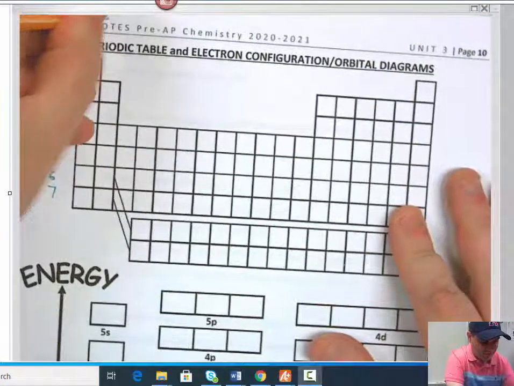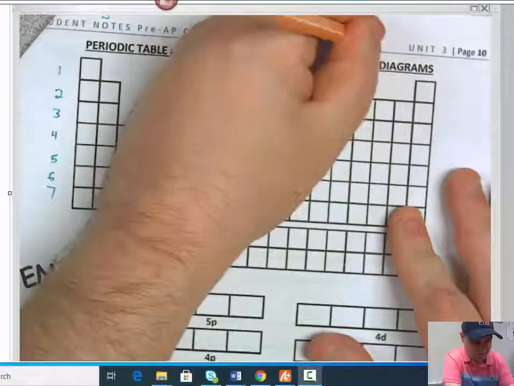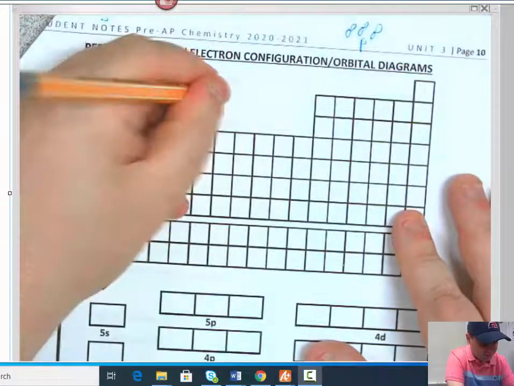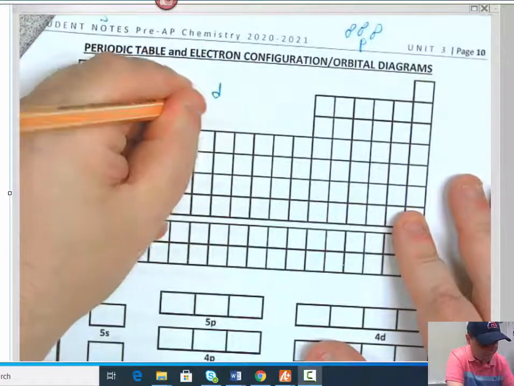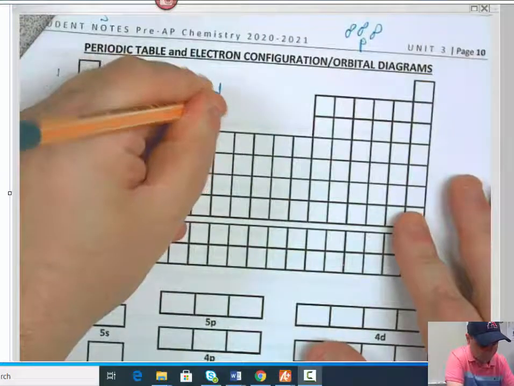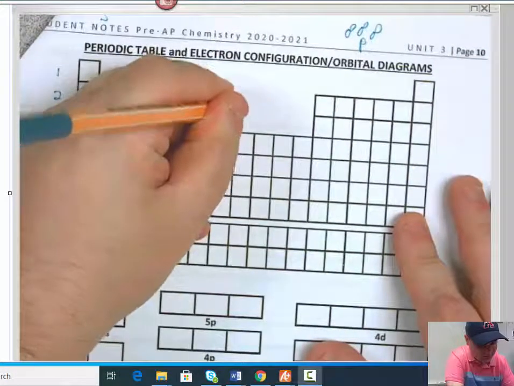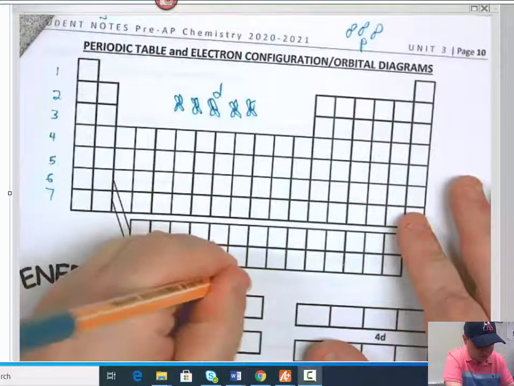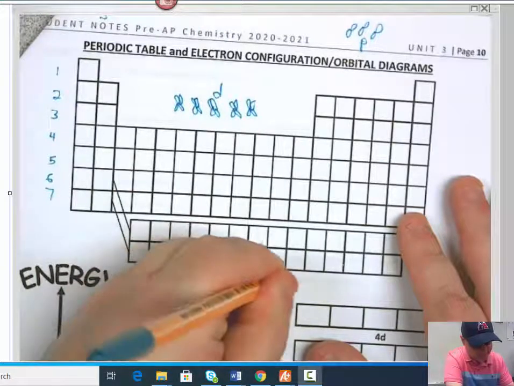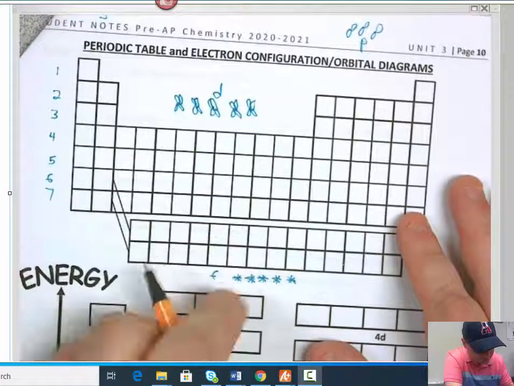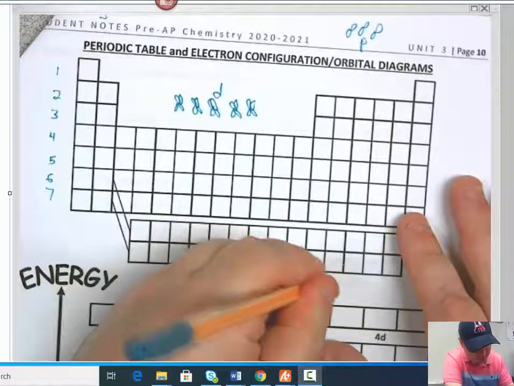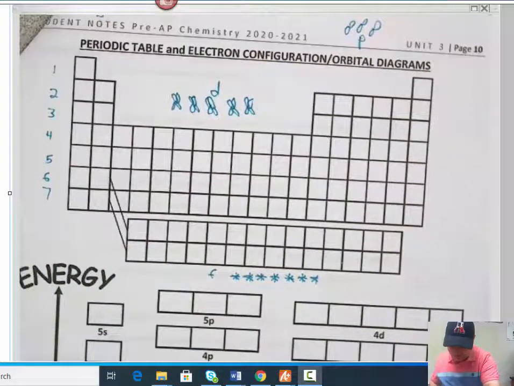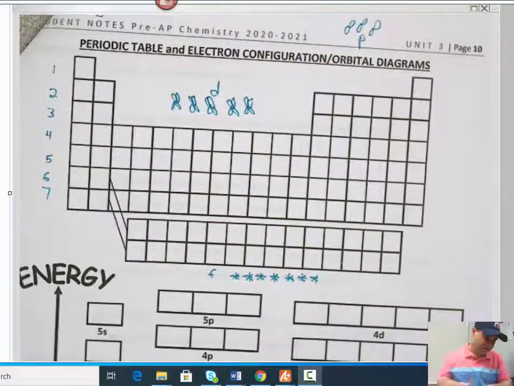And then we have the S group, which is just a sphere. We have the P group, which is 3 dumbbells. We had the D group, which is 5 clovers. That's an ugly clover. And then we had the F group, which is 7 starbursts, right? 2, 3, 4, 5, 6, 7 of those. Okay. So each one of these squares represents a particular electron.